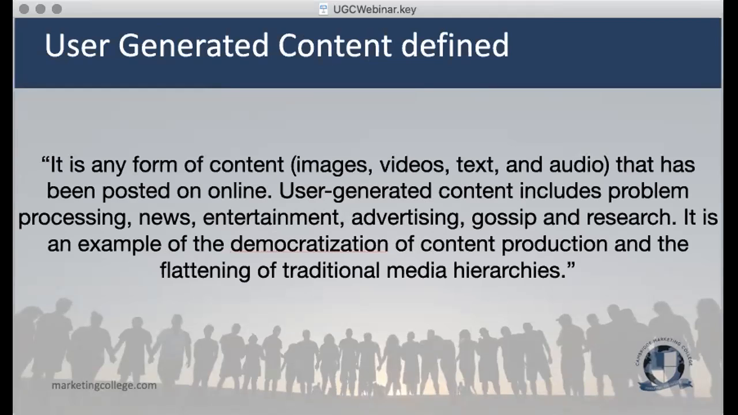Right, so what is user-generated content? Let's start with a definition. I always tend to do this because it sets the baseline as to what we're up to here. So user-generated content is any form of content in any kind of format, so video, text, audio, images, the whole thing, that's been posted online. And it includes content that extends the debate or the conversation over and above what you might have already said about your products and services.